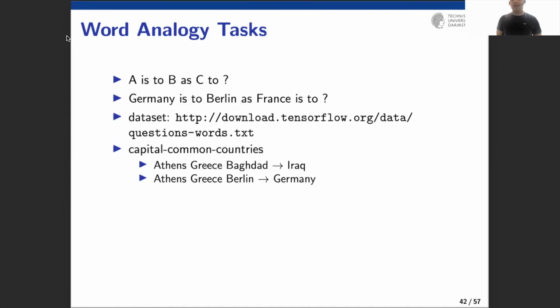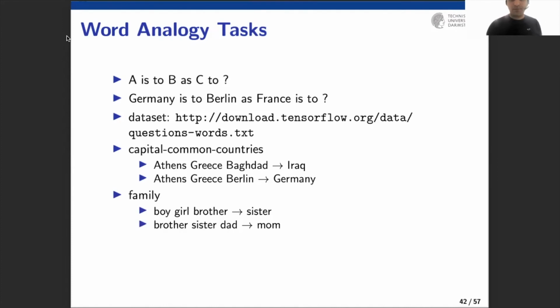For this task, there is also a data set available. The data set is named Christian's words. And this data set contains different sorts of relations like capital common countries, family relations, and also currency or adjective to adverb conversion, and also comparative, like when you have an adjective and you want to transform it to the comparative version, like easy, easier.